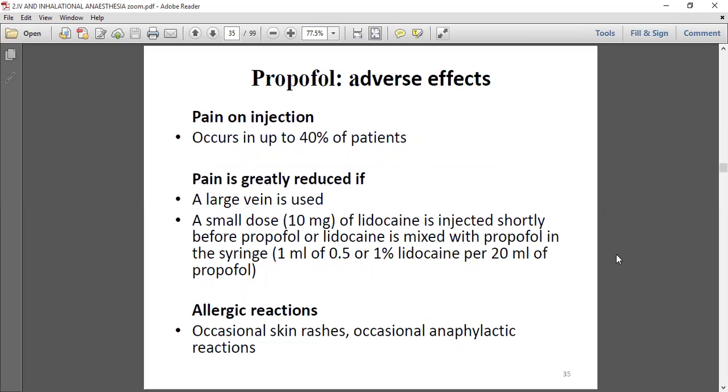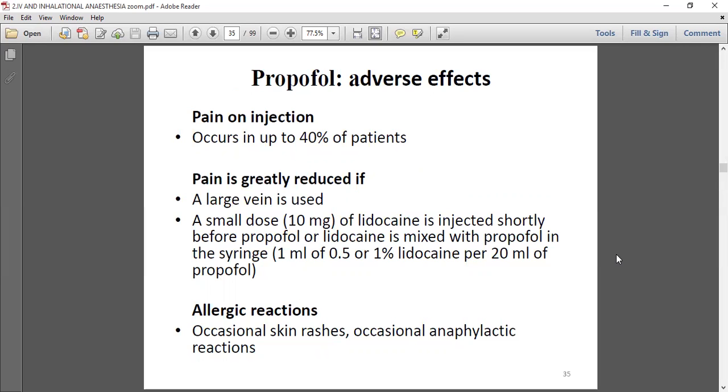Then, other side effects: you have pain on injection, and it occurs in up to 40% of patients. The pain is greatly reduced if a large vein is used, a small dose of 10 milligrams of lidocaine is injected shortly before propofol, or lidocaine is mixed with propofol in the syringe: 1 ml of 0.5 or 1% lidocaine per 20 ml of propofol.